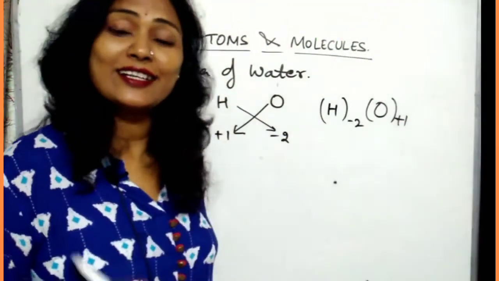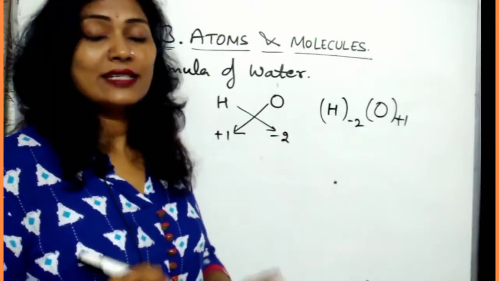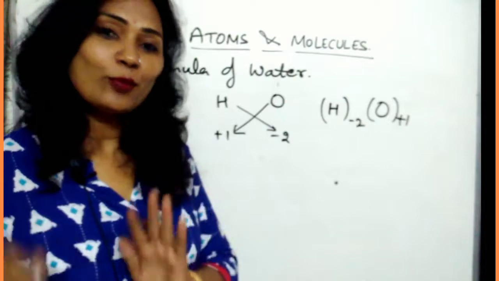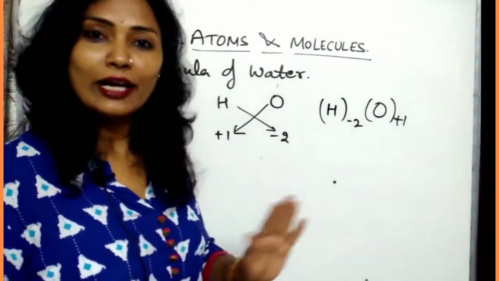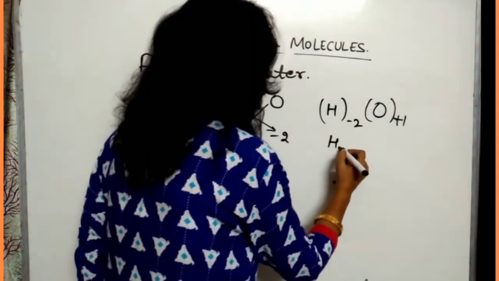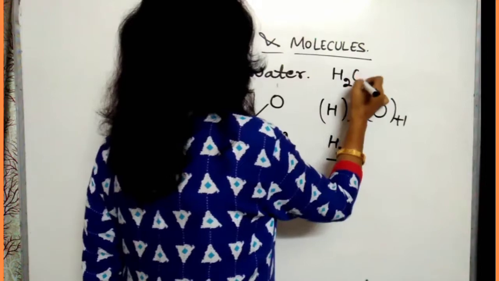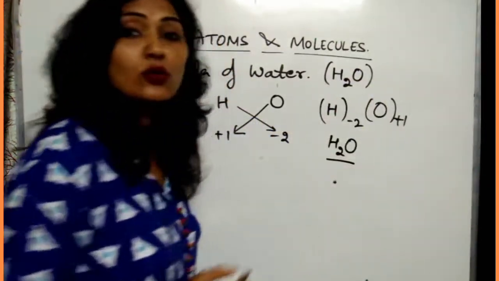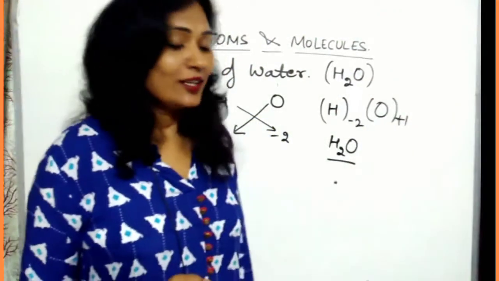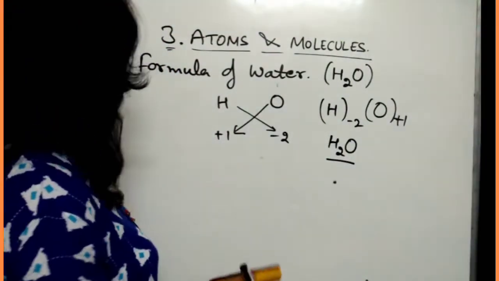If 1 is there, then we should ignore that 1, and the last step we should ignore the plus and minus also. No need of writing plus and minus. So you will write H2O. So this is the formula of water, H2O. Okay. Now next we can write the formula of hydrogen sulfide.